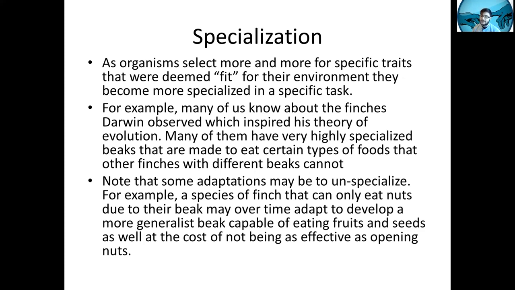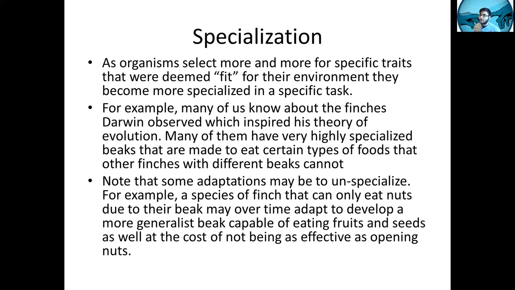And generally, as traits are more fit, they usually become more specialized, but sometimes some adaptation may be to unspecialized, right? For example, a species of finch that can only eat nuts due to their beak may over time develop a more generalist beak, capable of eating fruits and seeds, at the cost of not being as effective at opening nuts. This could happen if, for example, there's a nut shortage, or they change environments to one where there are no nuts, or a new species is introduced to the island that also eats nuts, and they now have competition for this food source. So it's not as effective to just focus on this one food source now, and they have to branch out.